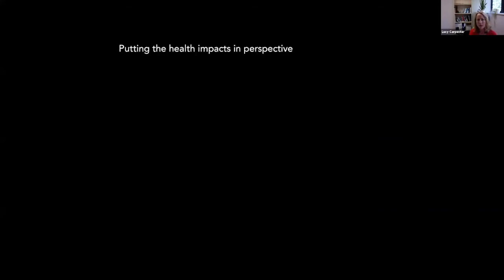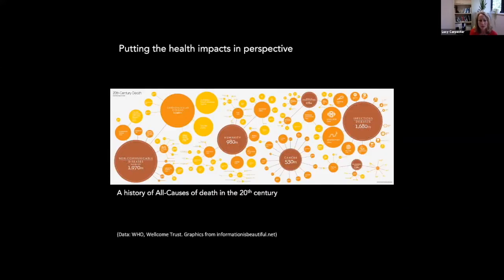So if you put those health impacts in perspective, this is a history of all causes of death over the whole 20th century, so integrated over the whole 20th century, when of course population was much lower than it is today. And you can see that infectious disease, cardiovascular disease, non-communicable disease, humanity, and cancer are the 5 main culprits. But actually, humanity is about 1 billion, and that humanity includes air pollution as well as things like drugs and murder. So it's 1 billion people.